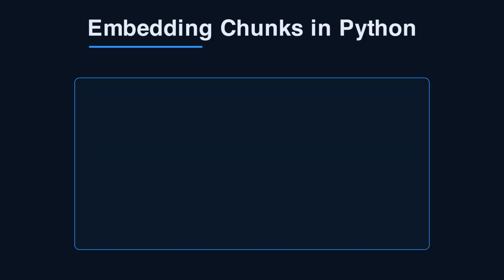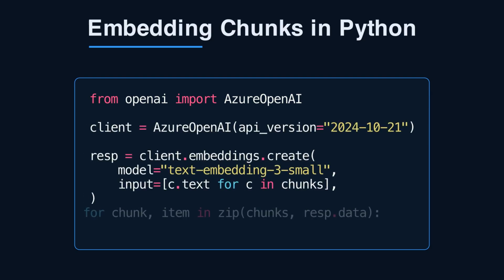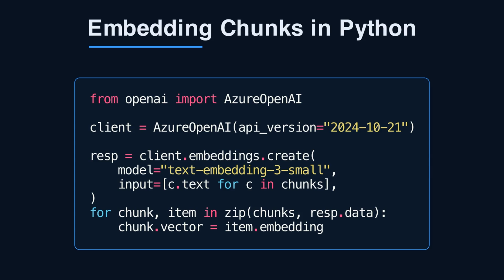Now the embedding call. Use the Azure OpenAI client and point it at your embedding deployment. For example, text-embedding-3-small, which returns 1536 dimensions. Batch your chunks. The API accepts a list of inputs in one request, which is far faster and cheaper than one call per chunk. Each result comes back in the same order you sent it, so you can zip the vectors straight back onto your chunk objects.